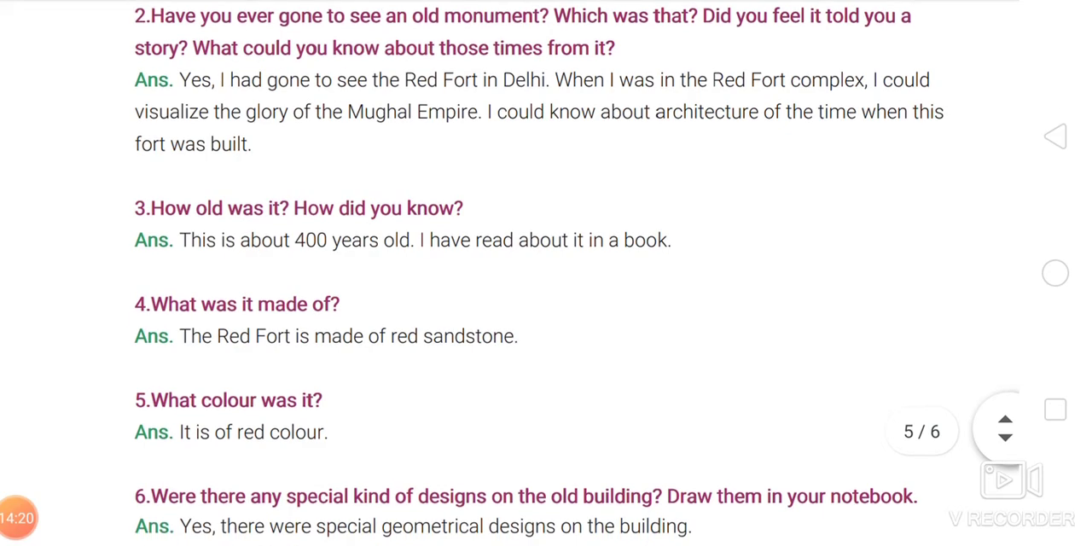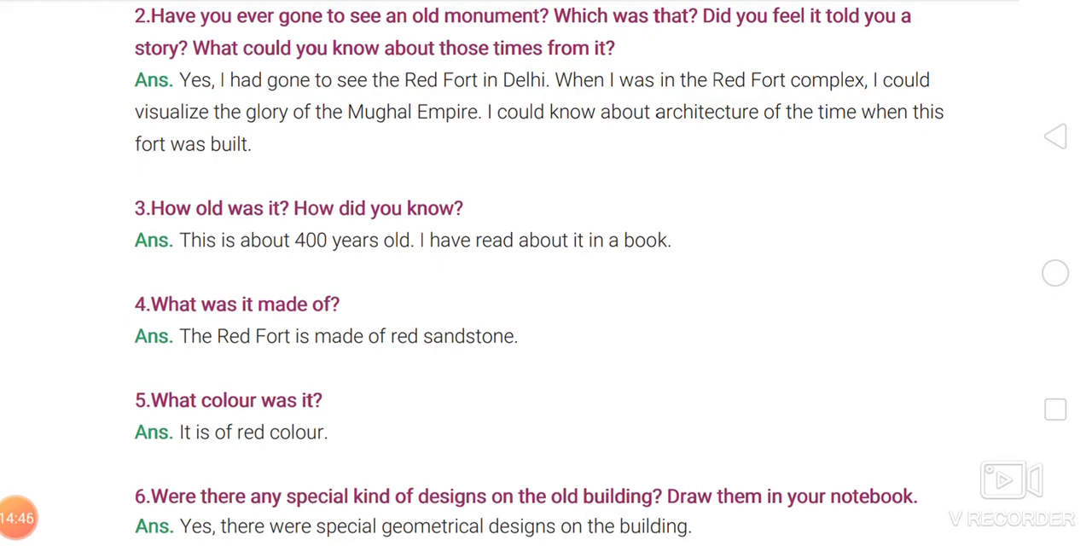Have you ever gone to see an old monument? Which was that? Did you feel it told you a story? What could you know about those times from it? Yes, I had gone to see the Red Fort in Delhi. When I was in the Red Fort complex, I could visualize the glory of the Mughal Empire. I could know about architecture of the time when this fort was built.